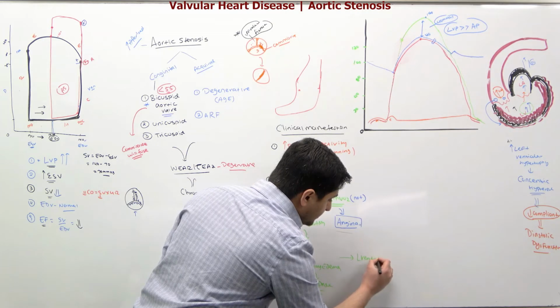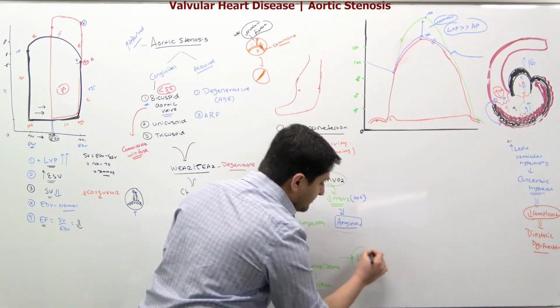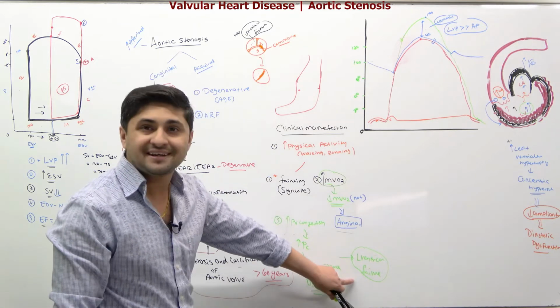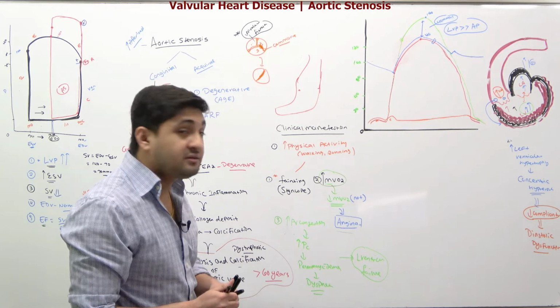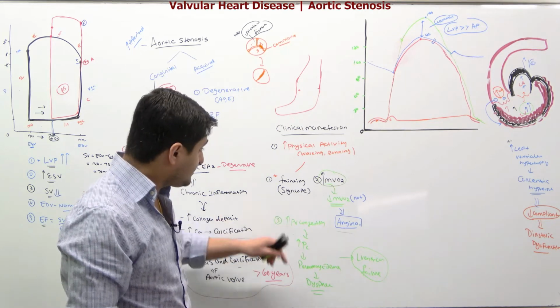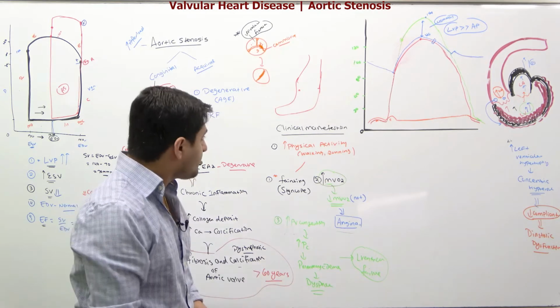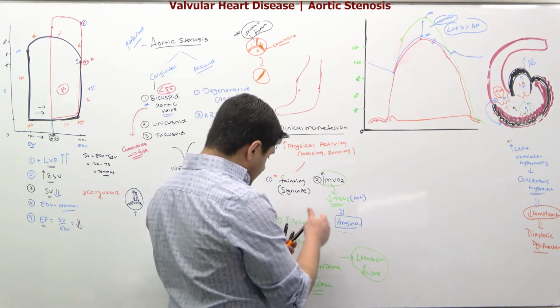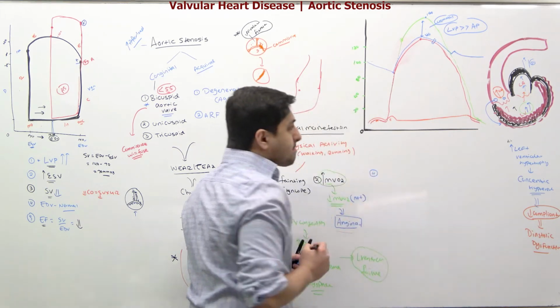Plus, eventually all this leads to left ventricular failure, right? That's what is going to happen, and you start getting all the classical symptoms of left ventricular failure. These are classical symptoms, and you've got to remember this, okay? This is very, very important. Fainting, angina, and dyspnea are classical for this. On top of this, these are three points you've got to remember. Four is this.